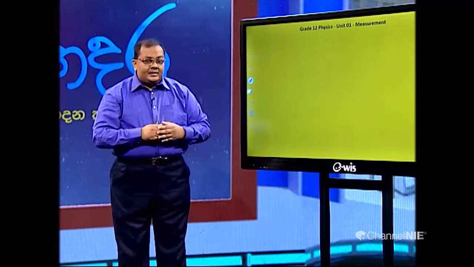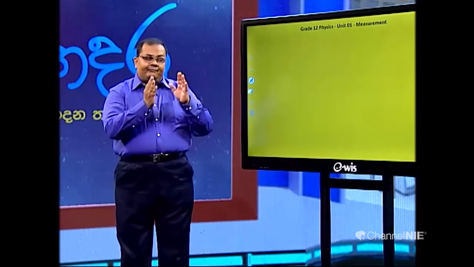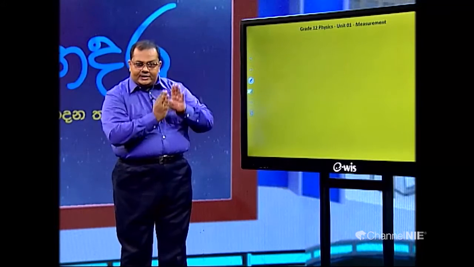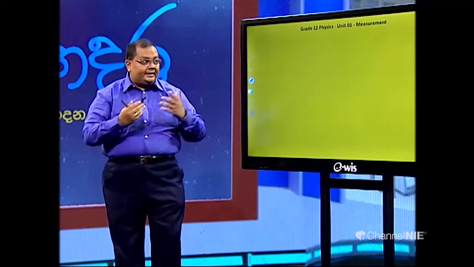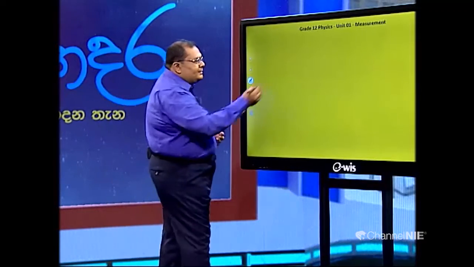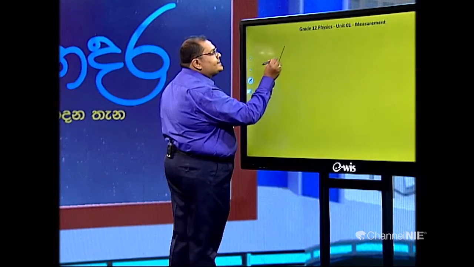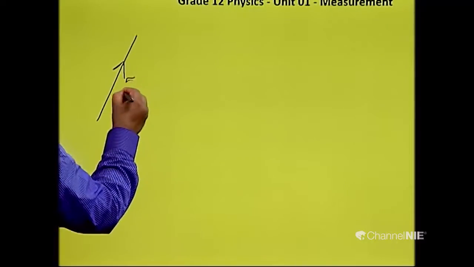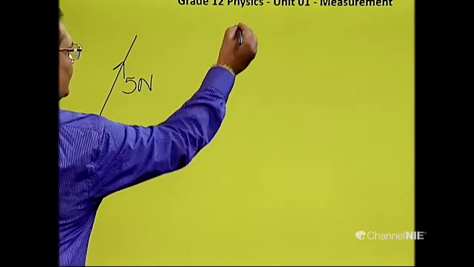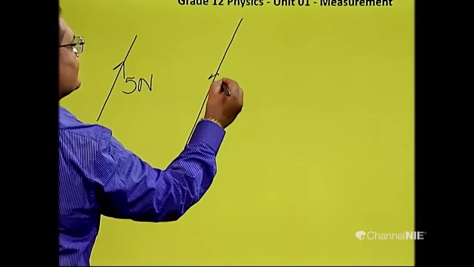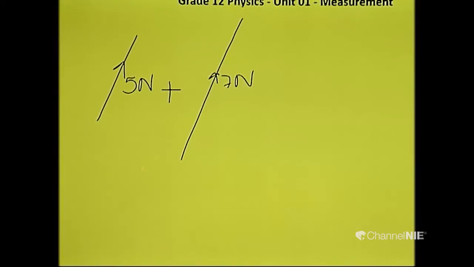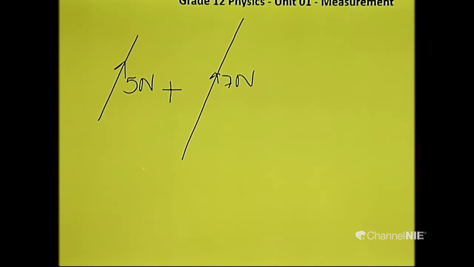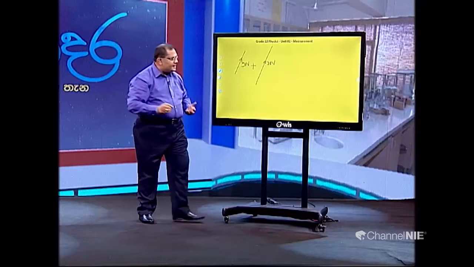Then it's very simple. If vectors are parallel to each other, you can add them together directly. Straight away you can add. For example, if one vector is here 5 newtons, another vector is here 7 newtons. If you want to find the resultant of them, very simple, 12 newtons in the same direction.